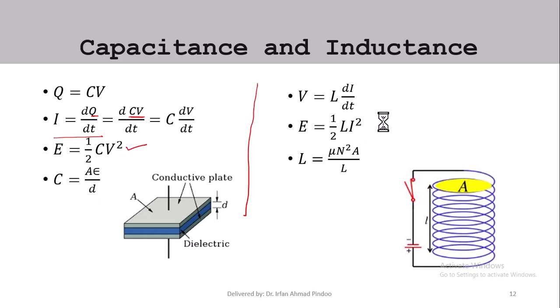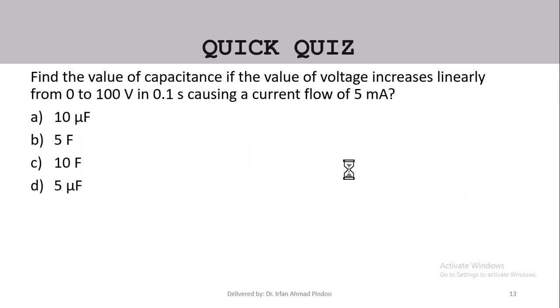Similarly, when we talk about the inductor, we have the formula V is L di by dt. So there it is again a kind of Ohm's law kind of formula. The energy is stored in an inductor in the form of a magnetic field, and it can be calculated as half Li square. The value of L for any particular conductor is given by mu n square A over L, where n is the number of turns, mu represents the permeability, A is the area of cross section and L is the length.